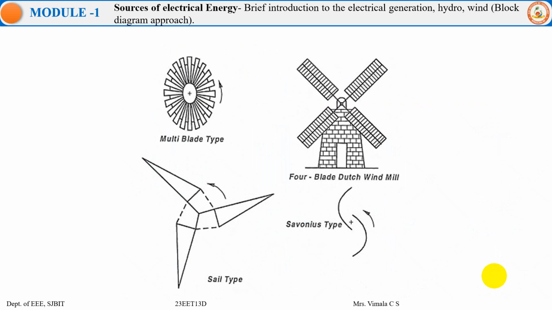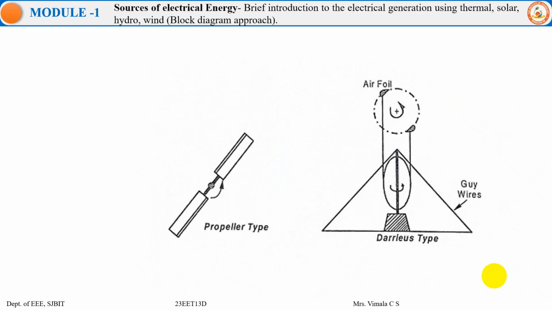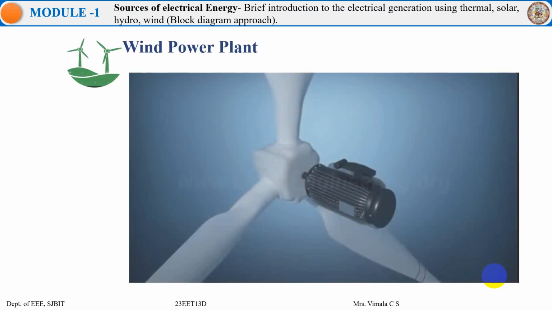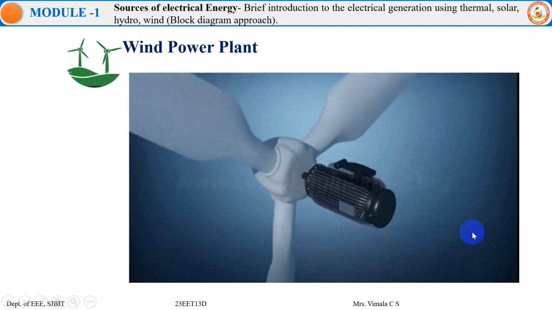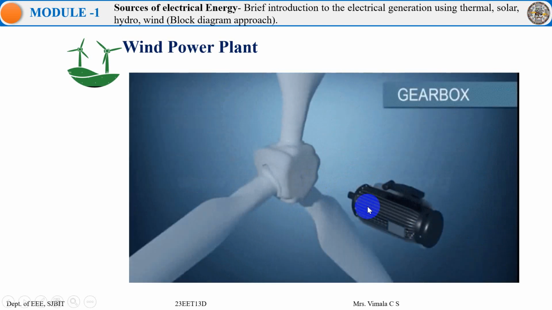Coming to the multi-blade type, this is how it looks: Dutch windmill, Savonius type, and sail type. So we have the propeller type. Normally we look at this kind of wind blades, propeller blades, and we have various types also. So coming to the wind power plant, the wind blades are connected to the shaft of the generator.